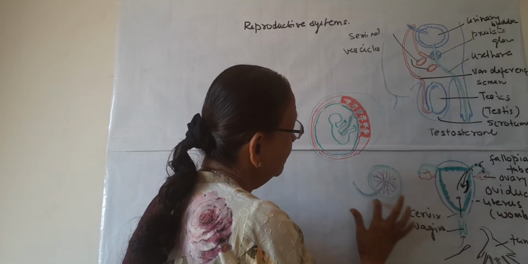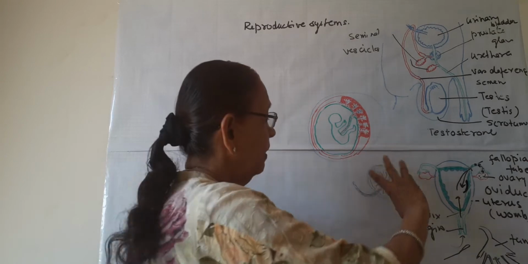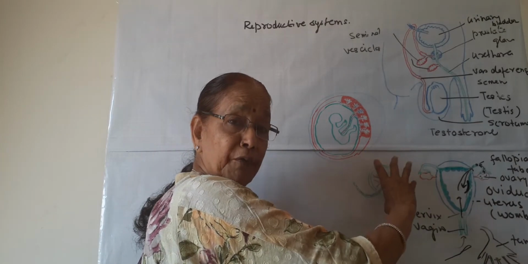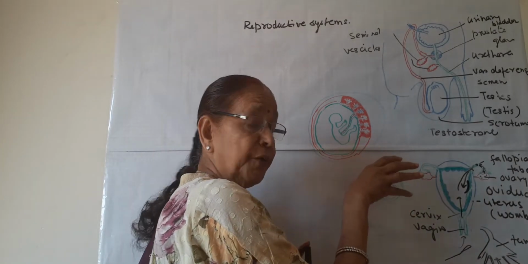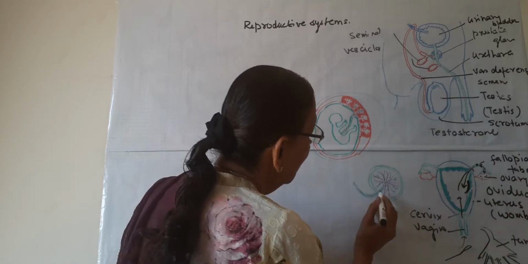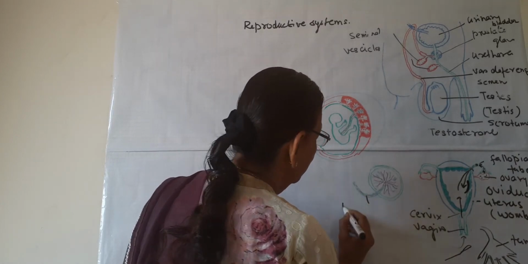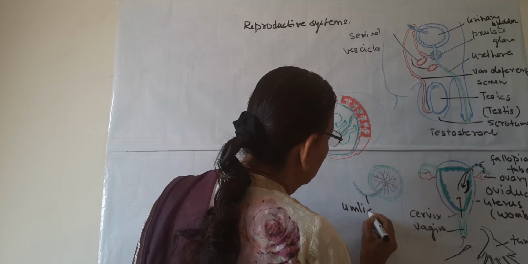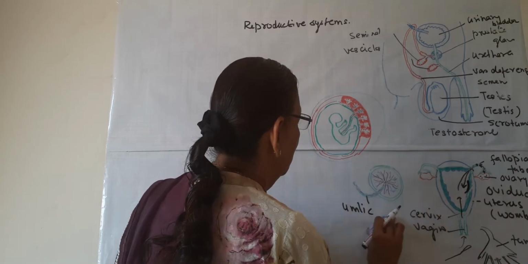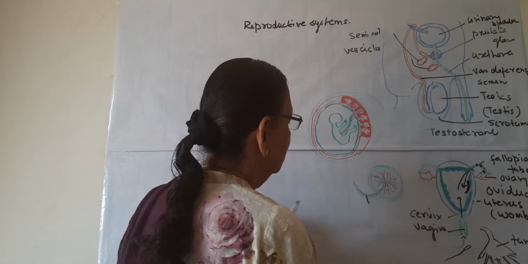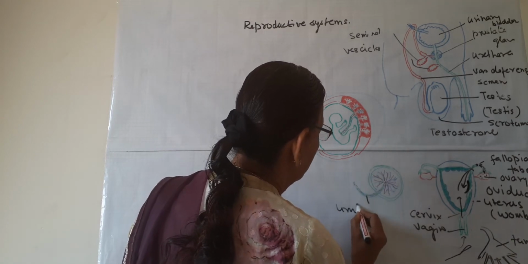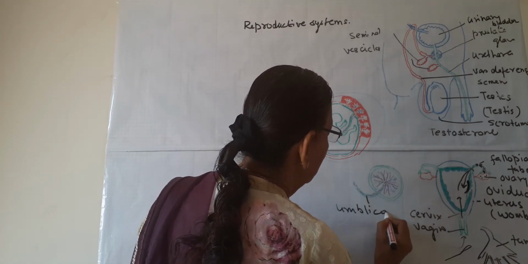So the placenta is a disc-shaped structure. This is the overview, this is the front view, and this is the umbilical cord. This is known as the umbilical cord.